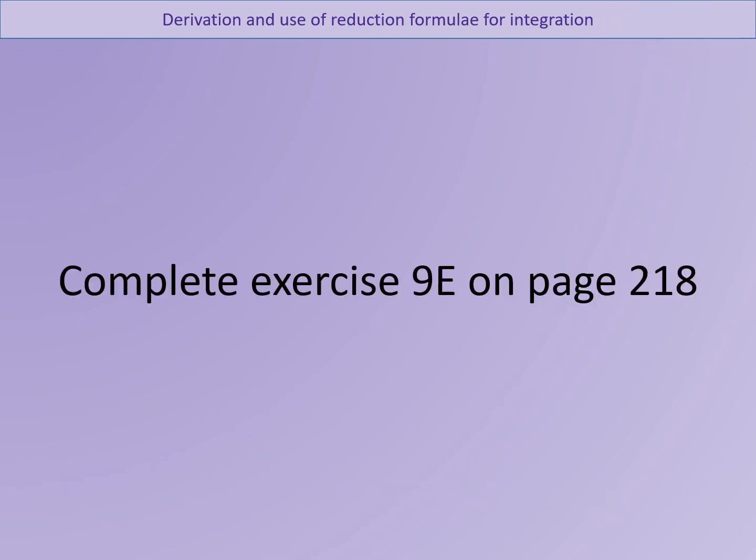Okay, so what I'd like you to do, please, is have a go at exercise 9E on page 218.